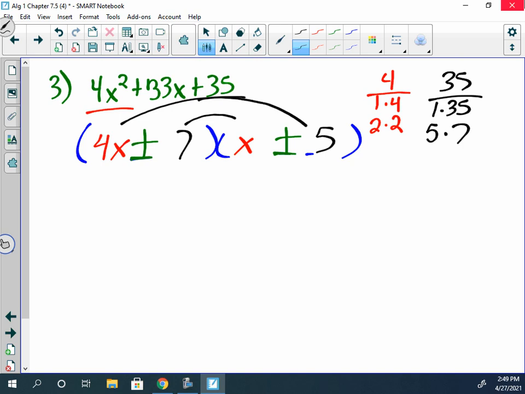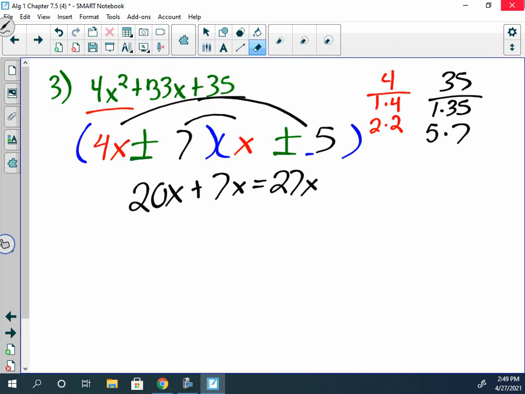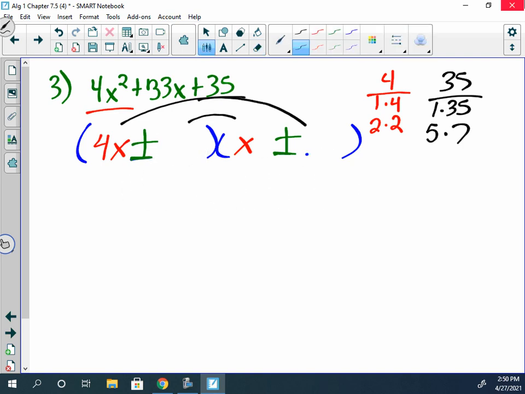Now, if we tried the 1 and 35 with 2 and 2, we would get 71x as the middle term in either setup. So if we try this here, 4x times 5 is 20x, and 7 times x is plus 7x, which is 27x. Well, it's not it. So if I switch the 5 and 7 now, do I get something that's a little bit different?